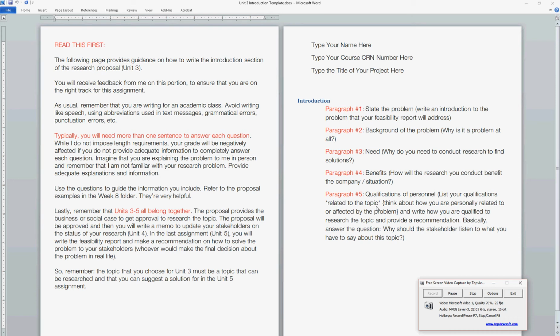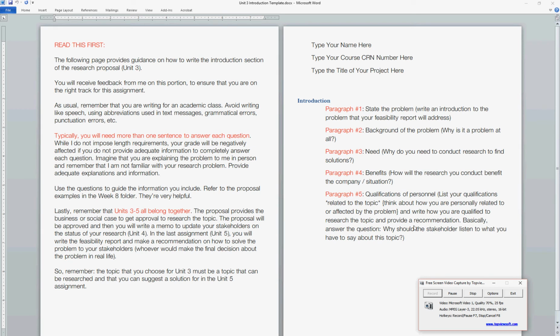And the introduction should cover this information. I did make a note on this side that it's very unlikely that you can just answer these questions that you see here with one sentence. So just to make that a bit more clear, I have separated these into paragraphs.